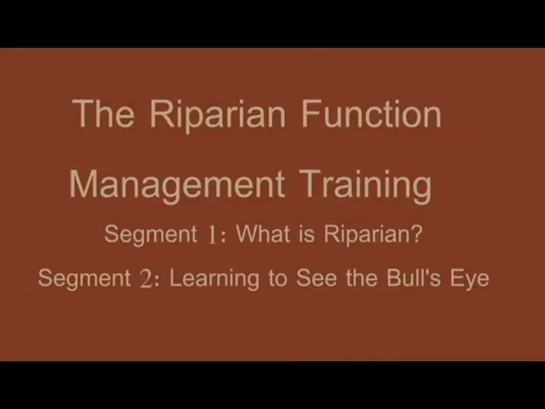This video training consists of two segments. The first segment, What is Riparian?, introduces the components of physical function in a riparian area and builds understanding about conditions that can hinder function and keep riparian areas dysfunctional. The second segment, Learning to See the Bullseye, introduces the Bullseye Riparian Health Evaluation Tool for citizen scientists, landowners, and land managers. The evaluation protocol can lead to the identification of activities or conditions that may be hindering riparian recovery.